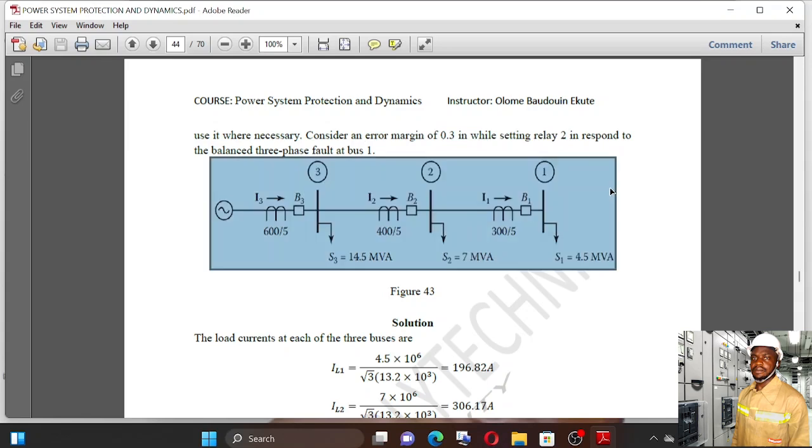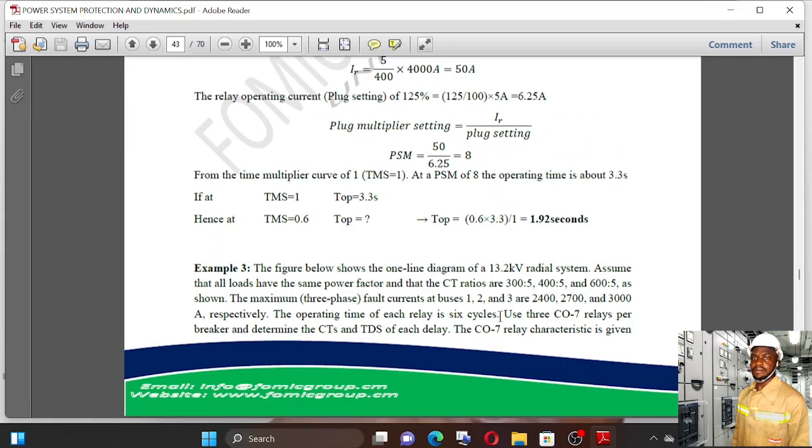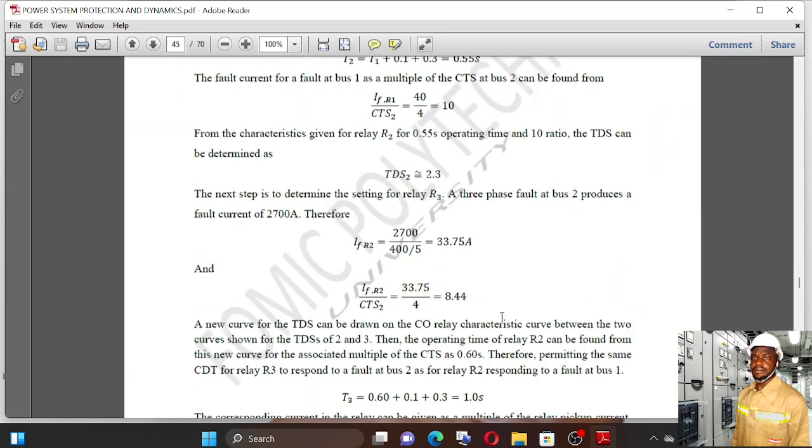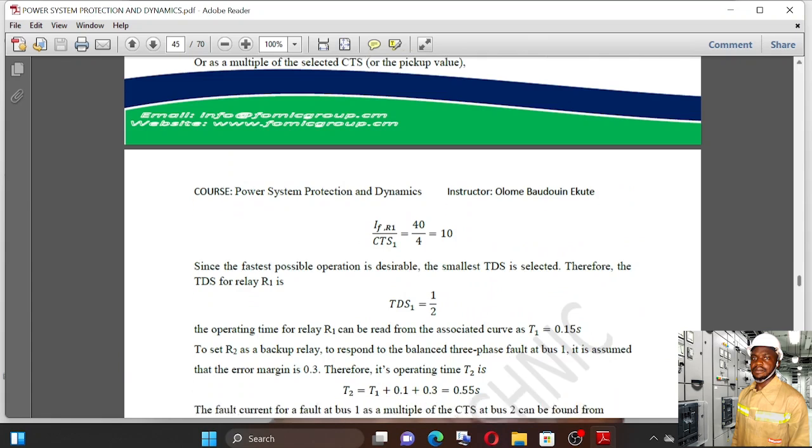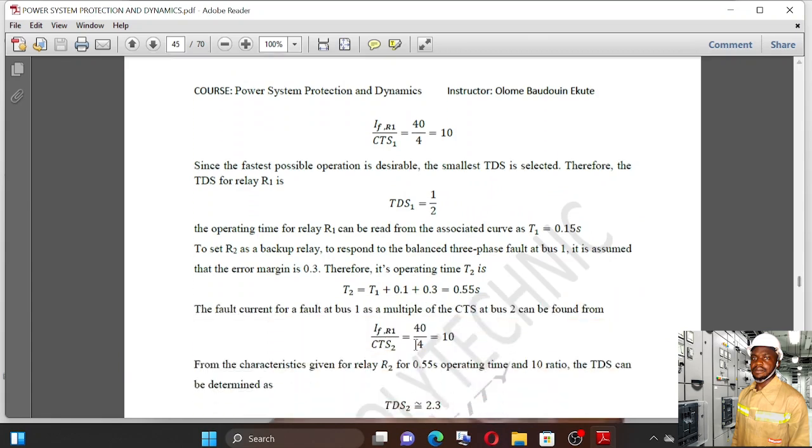Then the coordination time was as well specified, which was that the operating time of each relay is 6 cycles. Those 6 cycles correspond to 0.1 second. So this is it here, plus error margin, then plus t, the operating time of the first circuit breaker, which is approximately 0.15. That gives us 0.55 seconds.